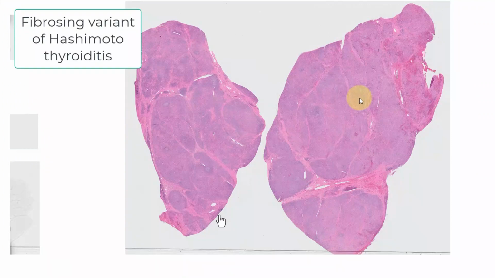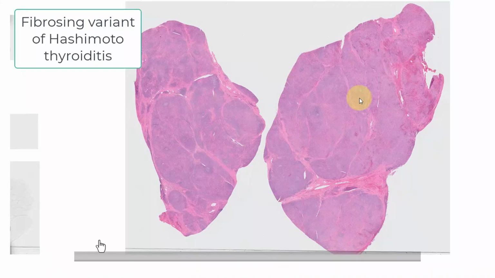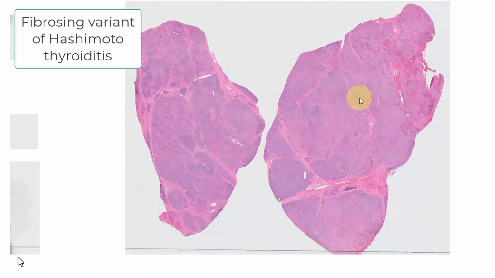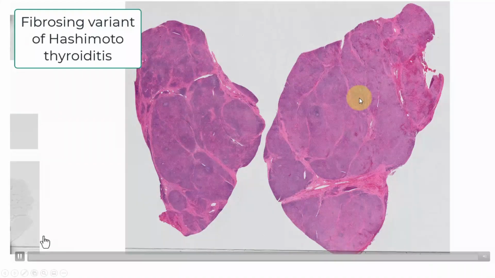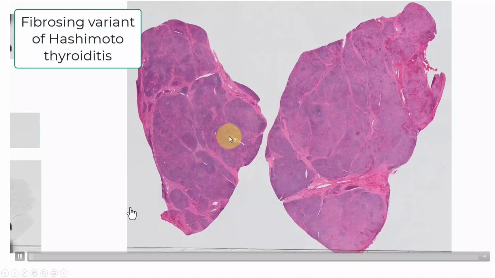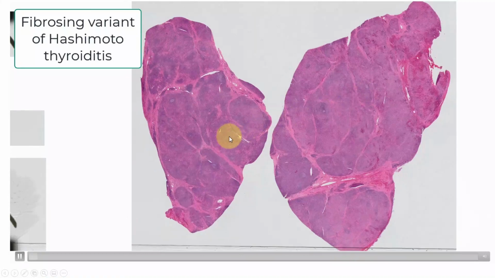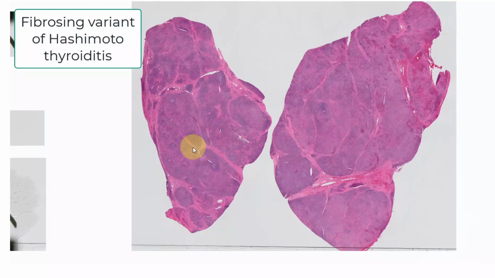This is something that is often confused with Riedel's thyroiditis. So I'm going to play a short video for you, which is going to demonstrate this entity, which is referred to as the fibrosing variant of Hashimoto's thyroiditis. So I wanted to share this case with you. No mystery, this is the fibrosing variant of Hashimoto's thyroiditis.